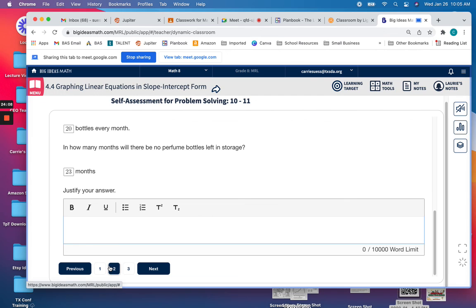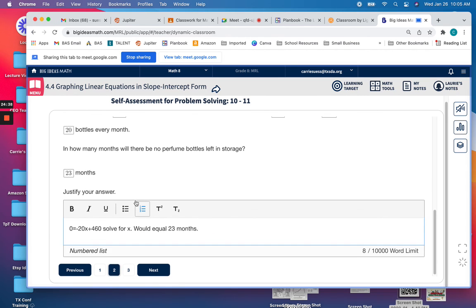So to justify, here's your equation. Y equals negative 20x plus 460, right? Solve for x would equal 23 months. Thank you. You're welcome. Make sure you guys hit save.